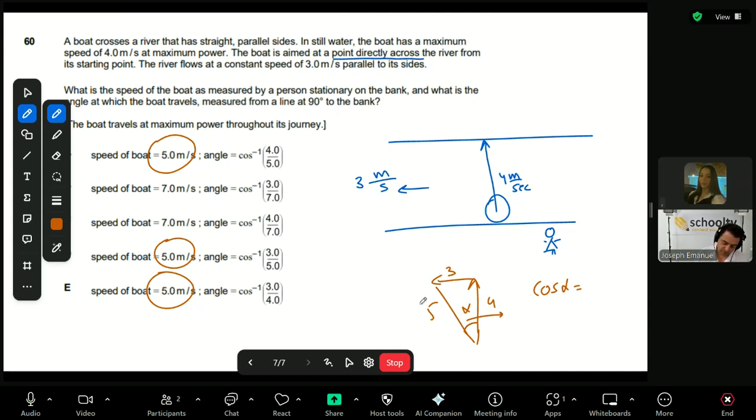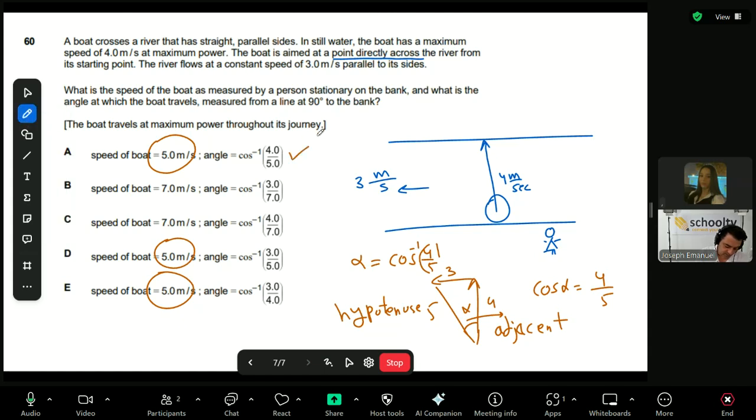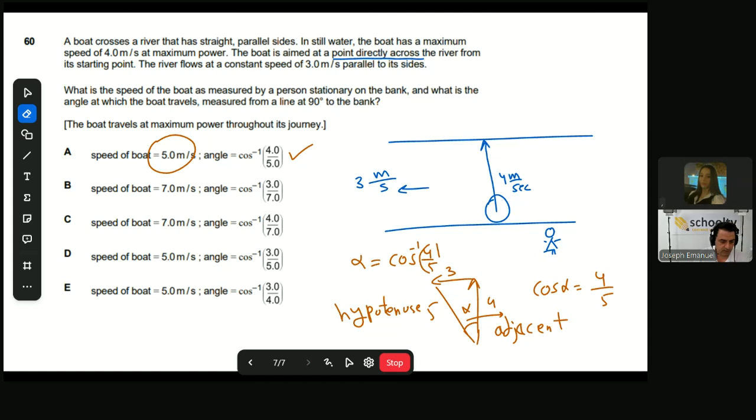Isn't it the adjacent divided by the hypotenuse? Let me see this. Yeah, actually, thank you, correct. So the hypotenuse multiplied by cosine alpha equals the adjacent. So the cosine by itself is the adjacent, which is 4, divided by the hypotenuse, 5. But this is a cosine, so alpha equals the inverse cosine function of it. So it looks like A is the right answer. Let me check. This question 60, A. Yes, that's great.